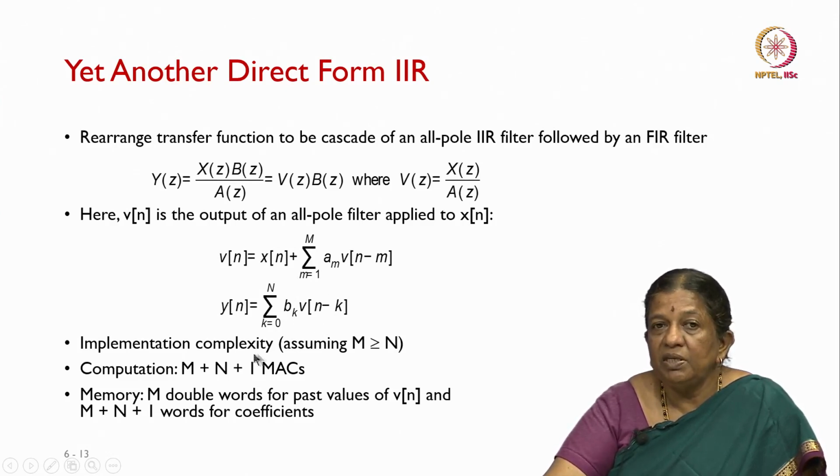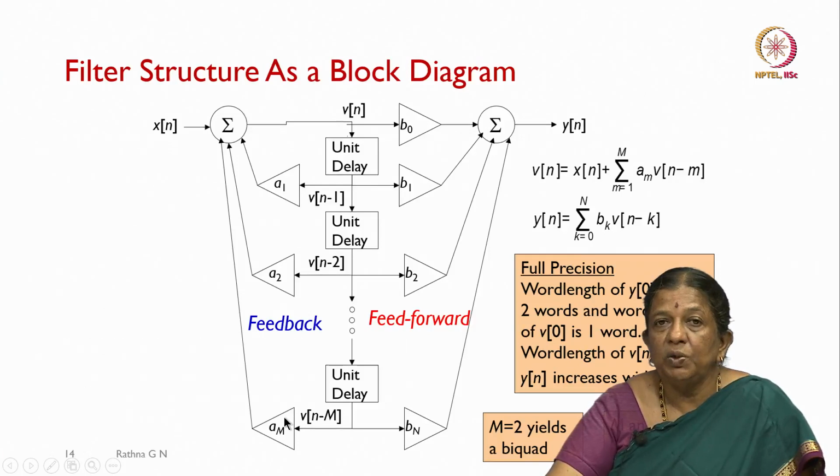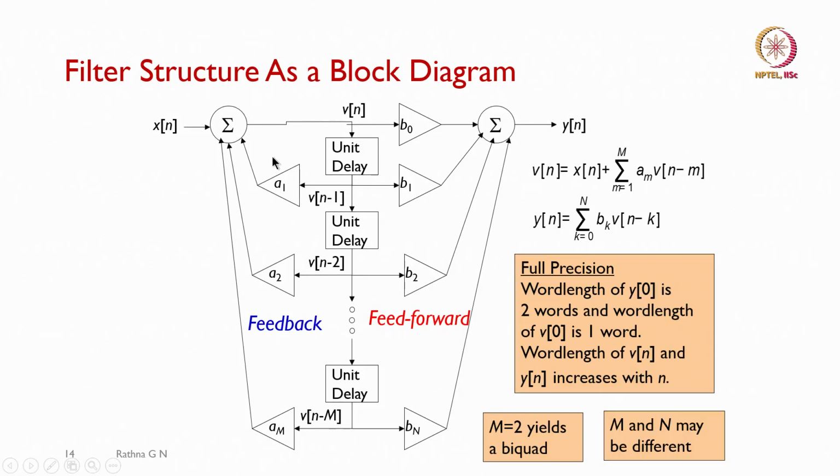So, for the implementation complexity, we can assume M can be greater than or equal to N. Then the number of computations we need is M plus N plus 1 maximum in this case, and memory is going to be M double words for past values of V of n and M plus N plus 1 words for the coefficients. How this is going to be represented, as you can see here, this is our V of n point, and we have a summation here and a summation here.